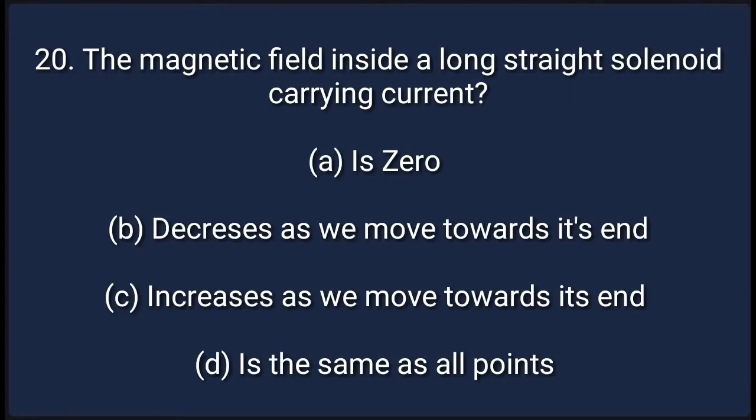The magnetic field inside a long straight solenoid carrying current. Option A is 0. Option B decreases as we move towards its end. Option C increases as we move towards its end. Option D is the same at all points. Is the same at all the points.